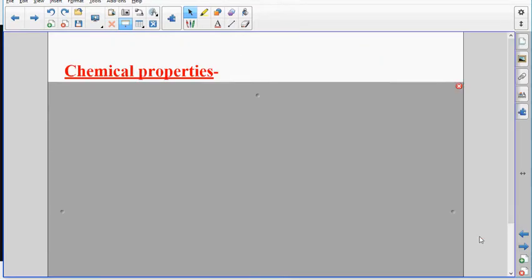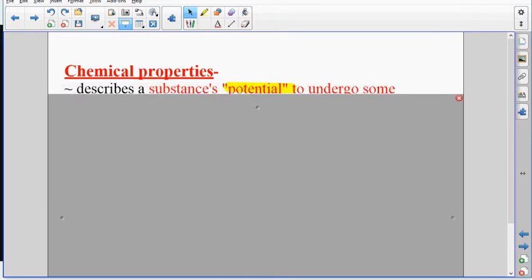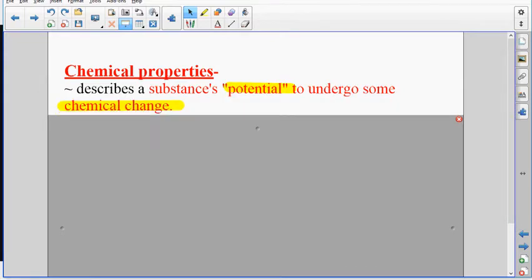All right, chemical properties. Let's go. Chemical properties describe a substance's potential to undergo some chemical change.